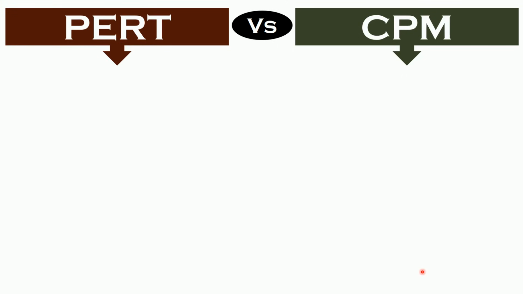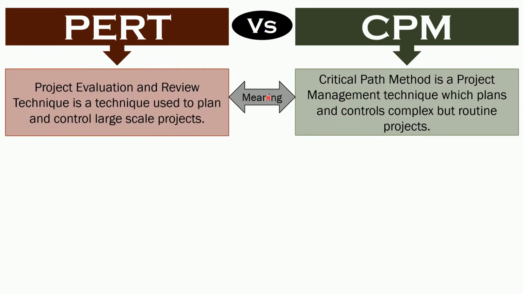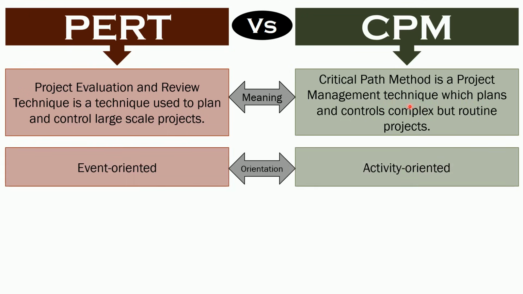Difference between PERT and CPM. Meaning: PERT is a project management technique used to plan, schedule and control large-scale projects. On the other hand, CPM is a project management technique which plans and controls complex but routine projects.